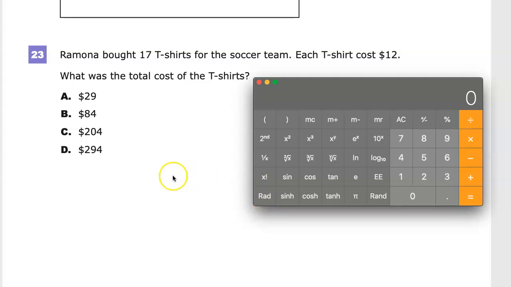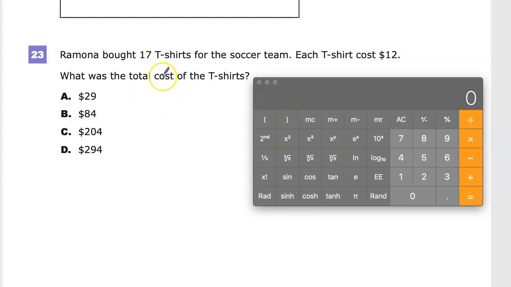Okay, so today we are looking at grade 4 math TNReady practice test, and we are looking at question number 23 on this specific form. Our question says, Ramona bought 17 t-shirts for the soccer team. Each t-shirt cost $12. What was the total cost of the t-shirts? So this is a calculator use section, and so we have that option.